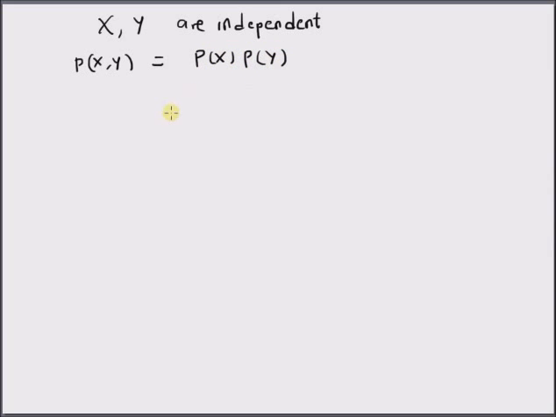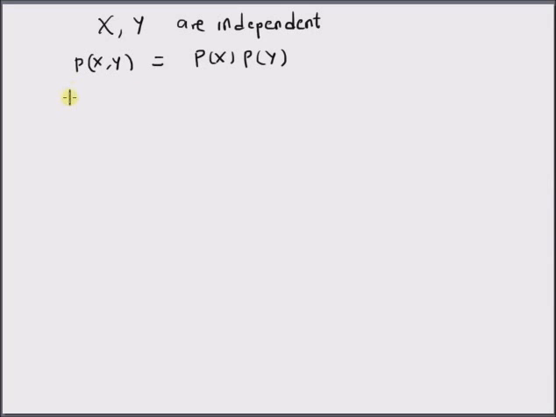In this short video, let us look at the joint entropy of two independent random variables. So, we have two random variables x, y, which are independent. If two random variables are independent, this basically means that the joint probability density p(x, y) is equal to the product of p(x) and p(y).